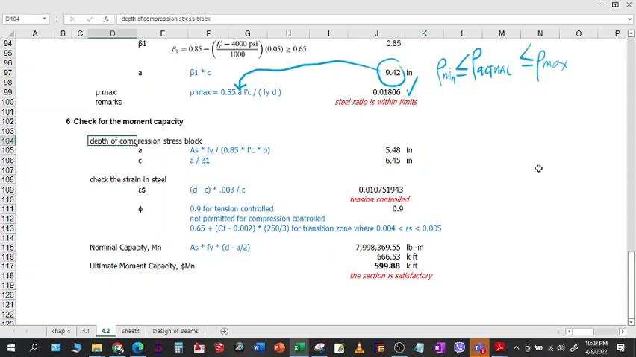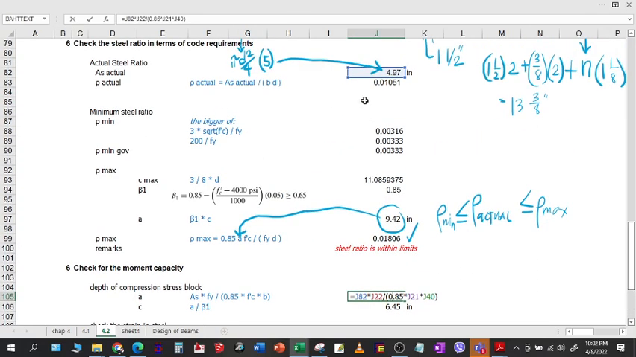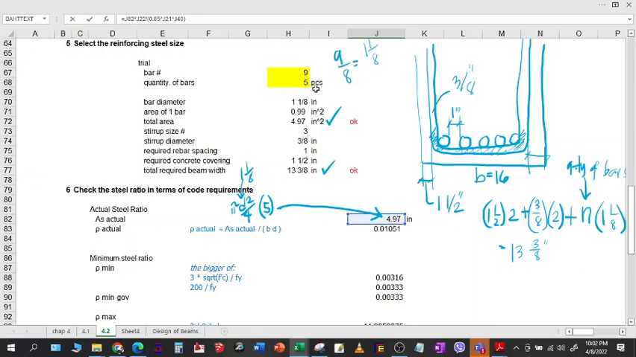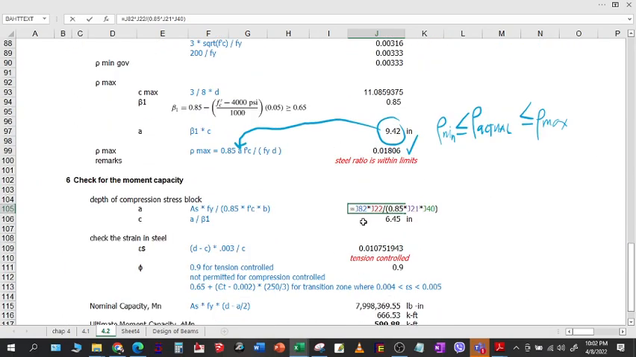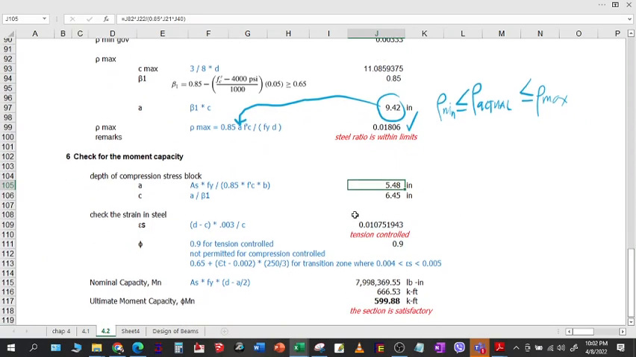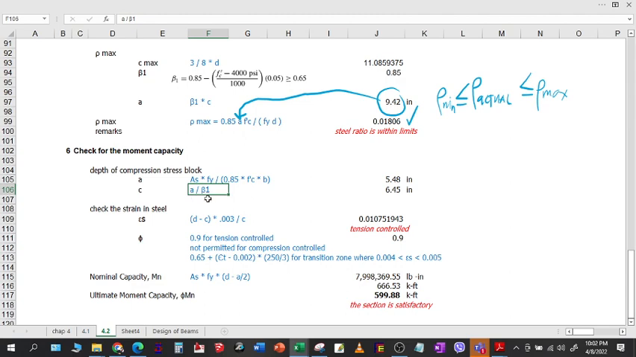So our steel ratio is good, and we are now ready to check the moment capacity. To check the moment capacity, first we have to determine the depth of the compression stress block, and it has this formula: As fy divided by 0.85 fc prime times b. This As will be your As actual. Always remember actual, because we have already identified that the quantity of bars we are going to use is 5. Plugging in the values, you can generate this answer. And thus, you can also solve for c, because c is simply a over beta 1.